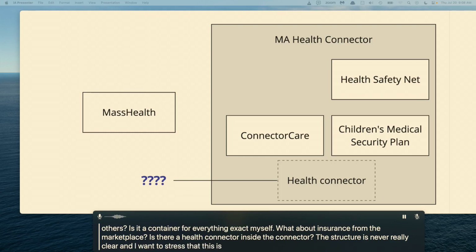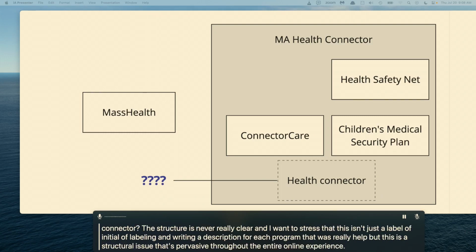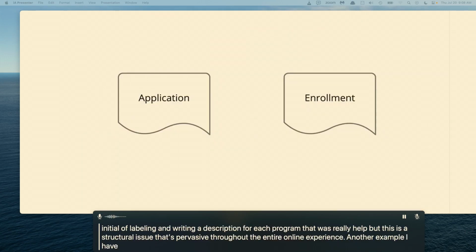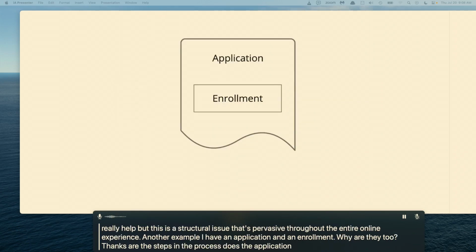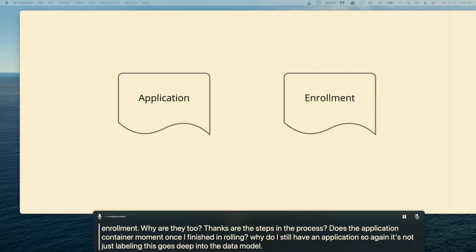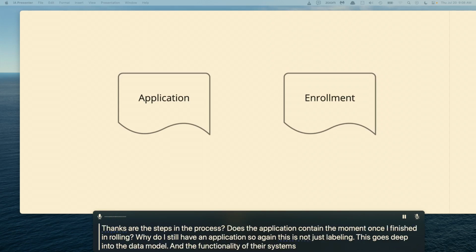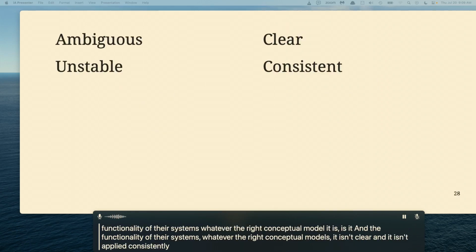And I want to stress that this isn't just an issue of labeling and writing a description for each program. That would certainly help. But this is a structural issue that's pervasive throughout the entire online experience. Another example, I have an application and an enrollment. Why are they two things? Are they steps in a process? Does the application contain the enrollment? Once I've finished enrolling, why do I still have an application? So again, this is not just labeling. This goes deep into the data models and the functionality of their systems. Whatever the right conceptual model is, it isn't clear, and it isn't applied consistently throughout the experience.